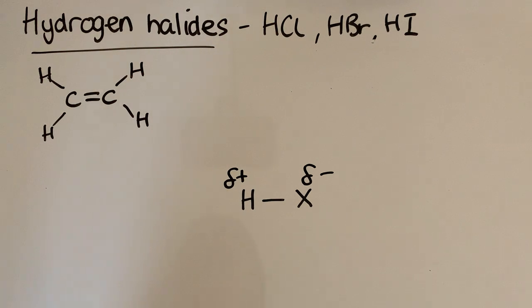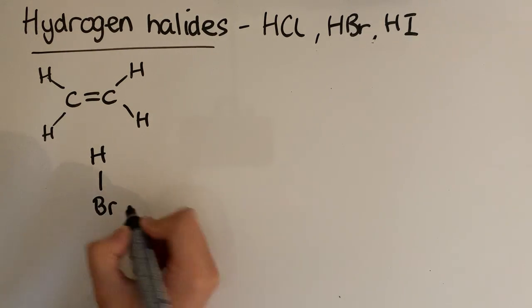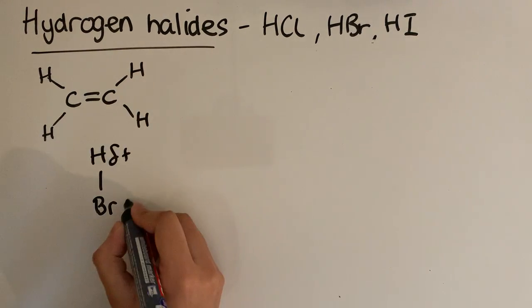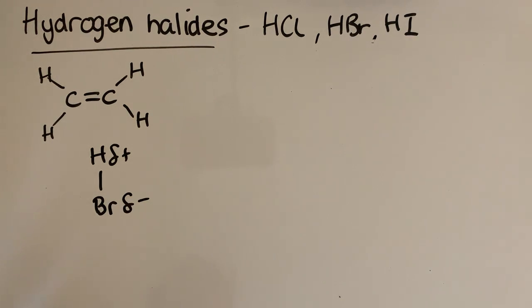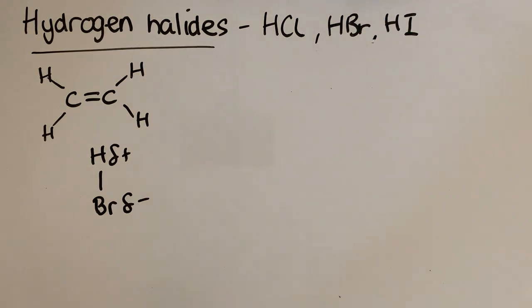With halogenation, with halogens, it's an induced dipole. It's only when that halogen molecule gets close to the double bond that it has an induced dipole, whereas these ones here will always have a permanent dipole because of the difference in electronegativity between hydrogen and halogens. So our HBr, we need to draw it so the hydrogen delta positive is closer towards the double bond and the bromine delta negative is further away. This again is an area of electron richness, so it's got a lot of electrons there.